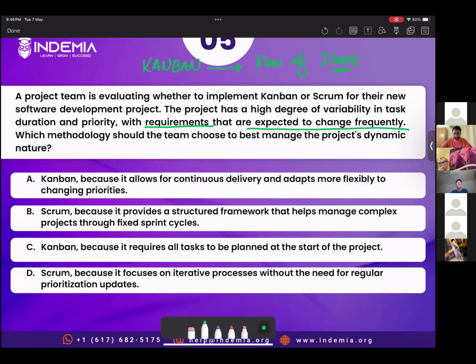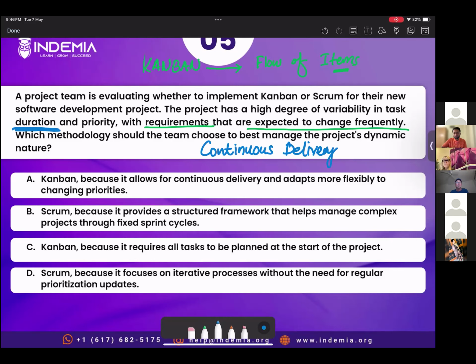I think Kanban is Kanban. It allows continuous delivery, and hence there is more flexibility, and flexibility is required for this particular project. Why is flexibility required? Because there is a degree of change in this particular question. Okay, what sort of change? Any variability in task duration and priority. Right. So the problem here is variability in task duration.